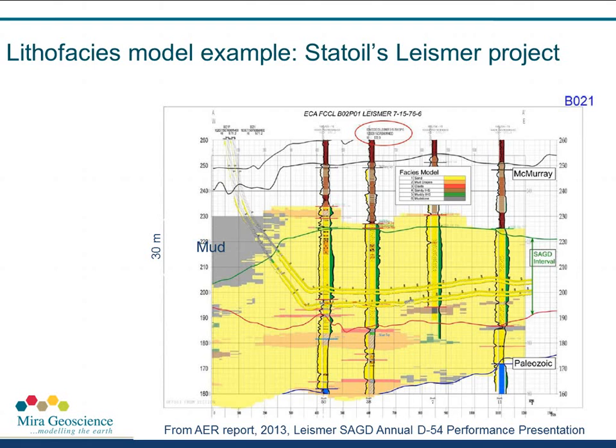So here's a model example using Statoil's Leismer project. We can see here that the Clearwater cap rock is near surface here at about 250 meters. The McMurray extends from the bottom of that all the way down to the Paleozoic, but there's a water zone here at the bottom. So the actual SAGD interval is fairly limited, from 190 to 220, about a 30 meter section here.